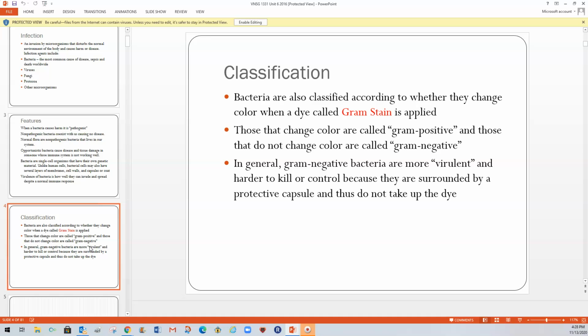In general, gram negatives are more virulent and harder to kill because they're surrounded by a protective capsule, and thus they don't take up the dye. So they remain unstained, and they're gram negative because they do not change color.